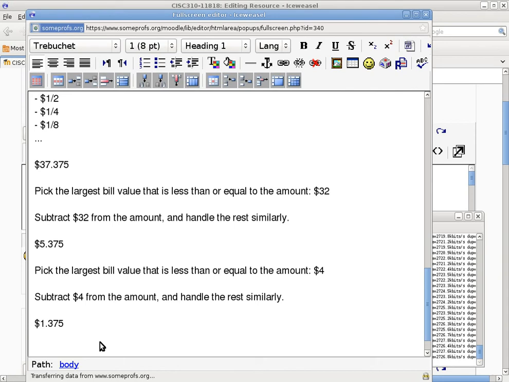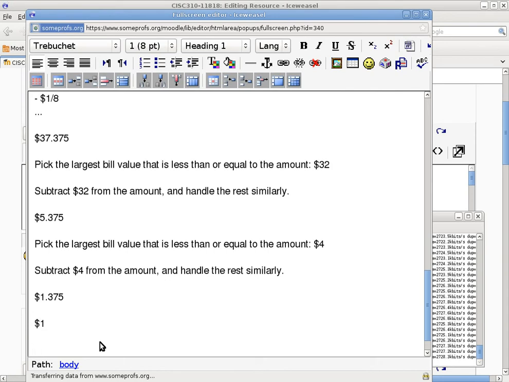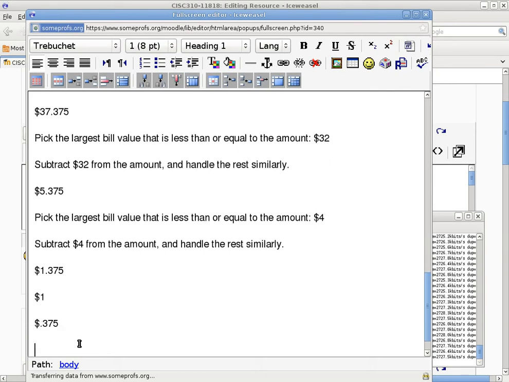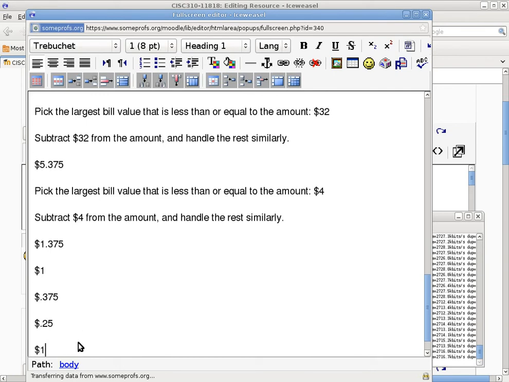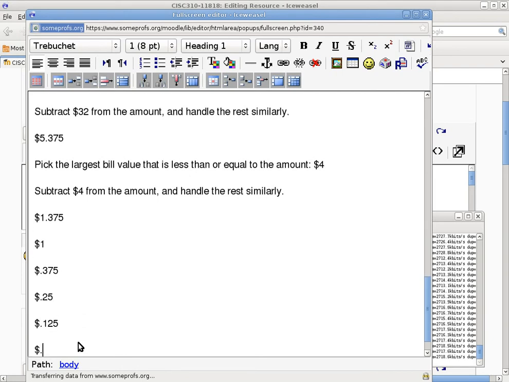What would be the next item to pick? A dollar bill. Okay. And we are left with 0.375 as a fractional value. And then what do we pick next? A quarter. A quarter. Very good. So this time we pick a quarter, and then we have 0.125 left. So we pick a 0.125, and that concludes the whole thing.